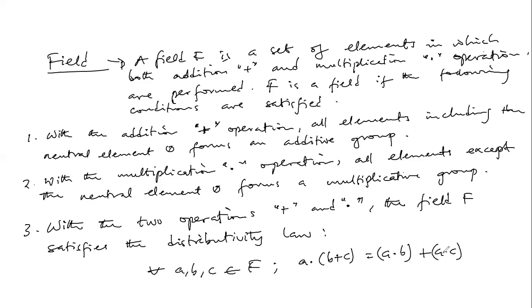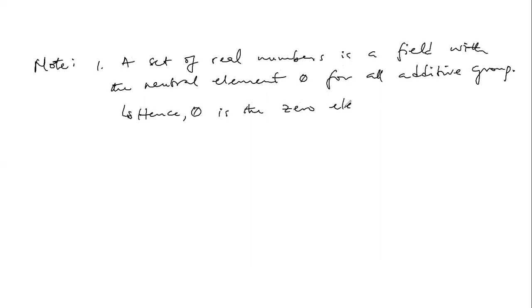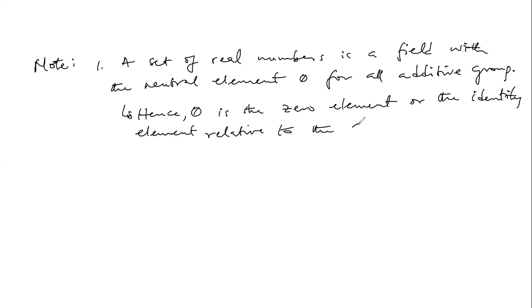So there are a few things I would love you to note in this case. I want you to note this point. A set of real numbers is a field with the neutral element zero for all additive groups. Hence, zero is the zero element, or better still, the identity element relative to the addition operation.